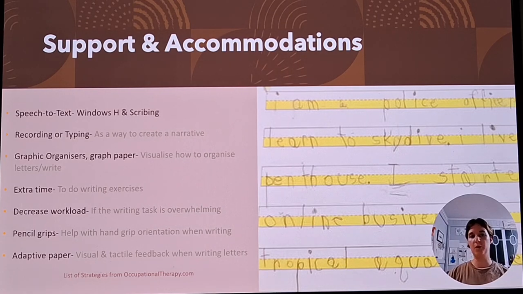Let them provide verbal answers versus written ones in order to decrease their workload, and allow them to use adaptive paper when doing a writing task. In the next slide, I'll explain how you can use adaptive paper as a strategy to assist students with dysgraphia in writing.